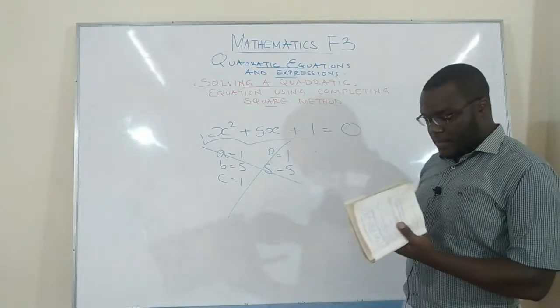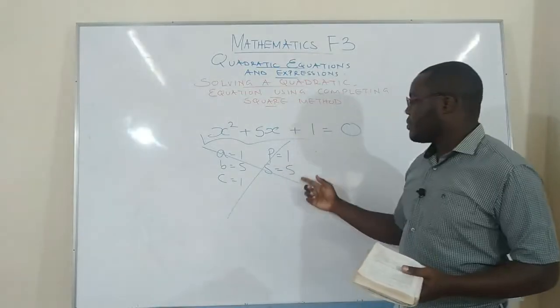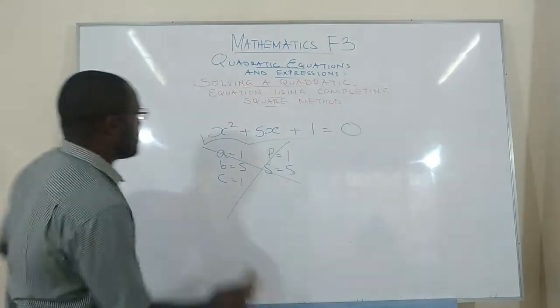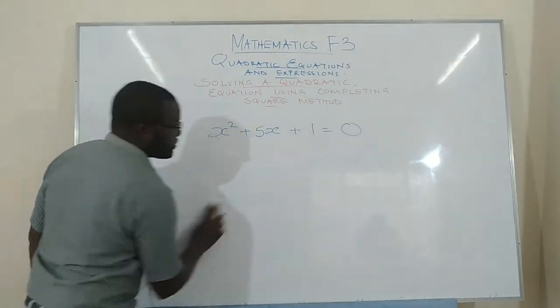So that next time, when you are thinking of those two numbers and you cannot find the product and the sum, then you can skip this method, and we use the method that we're going to teach ourselves today. So this is how we do it.